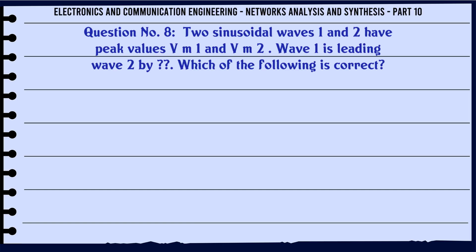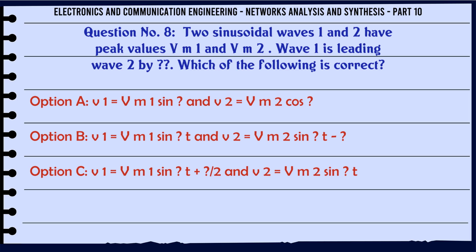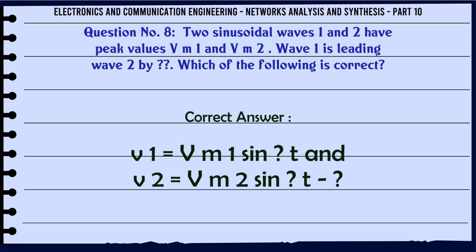Two sinusoidal waves 1 and 2 have peak values Vm1 and Vm2. Wave 1 is leading wave 2. Which of the following is correct? A V1 Vm1 sin and V2 Vm2 cos. B V1 Vm1 sin t and V2 Vm2 sin t. C V1 Vm1 sin t2 and V2 Vm2 sin t. D none of the above. The correct answer is V1 Vm1 sin t and V2 Vm2 sin t.